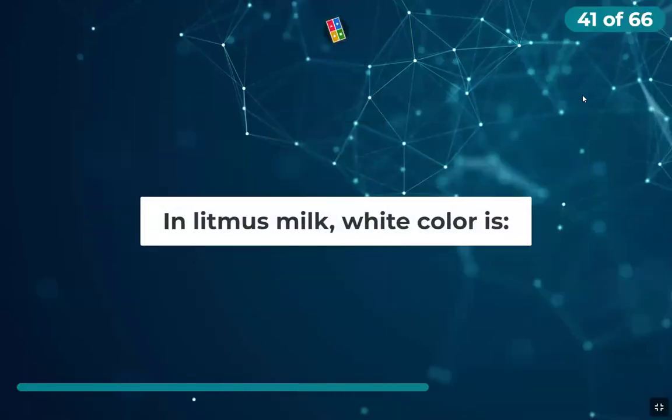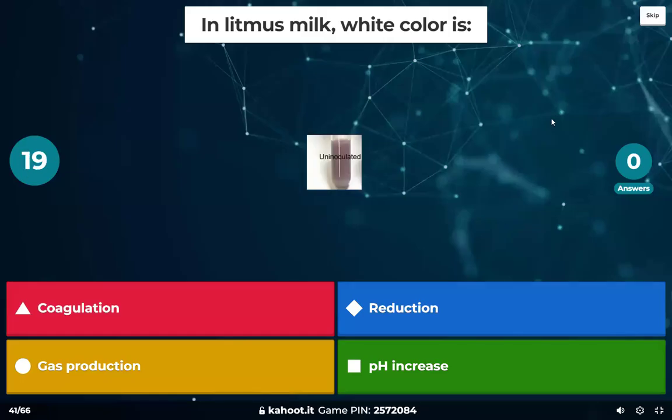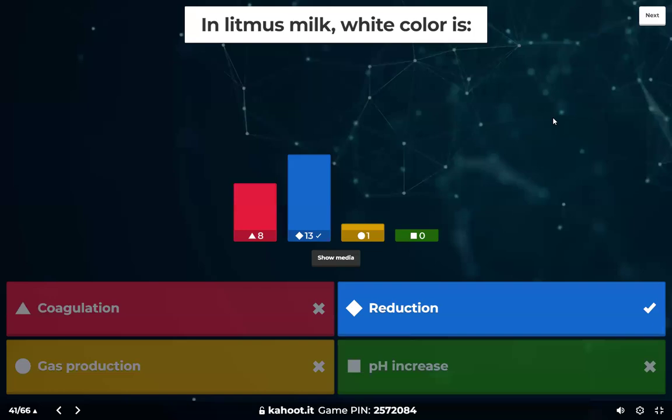In litmus milk, white. What does it mean? Okay, so white means reduction. We're literally reducing, gaining electrons, reducing the litmus itself. So our pH indicator no longer has those colors. So it's not going to be lavender or pink or blue. If you reduce it, that goes away completely, and then we're just left with the color of milk, which is white. So reduction.